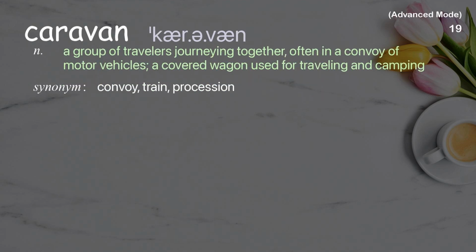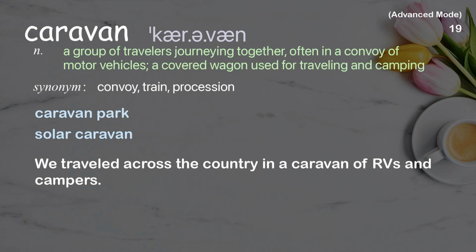Caravan. A group of travelers journeying together, often in a convoy of motor vehicles, a covered wagon used for traveling and camping. Examples: Caravan park. Solar caravan. We traveled across the country in a caravan of RVs and campers.